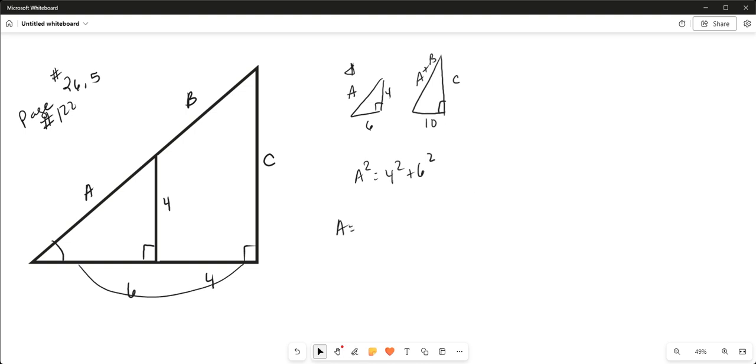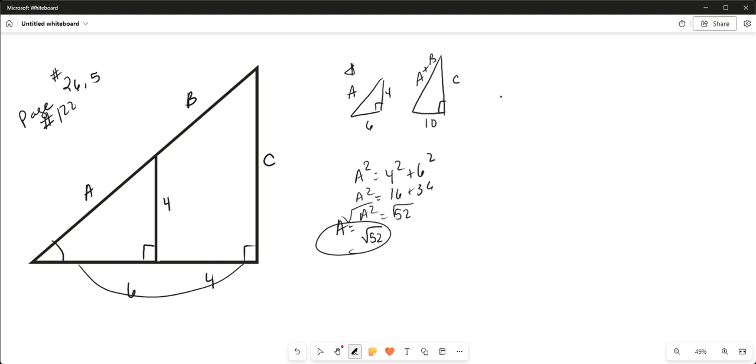So a squared is going to equal 16 plus 36, which is 52. And when we take the square root of both sides, that's going to give us a is equal to the square root of 52. All right.